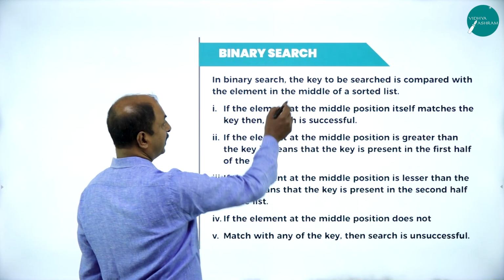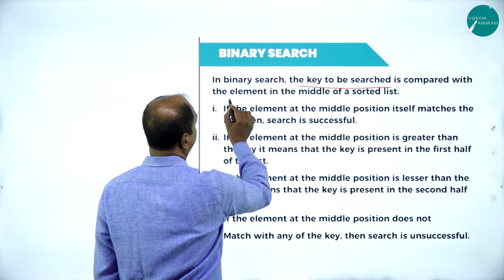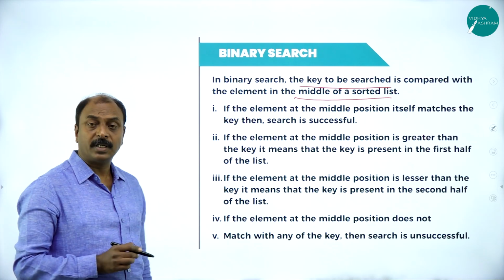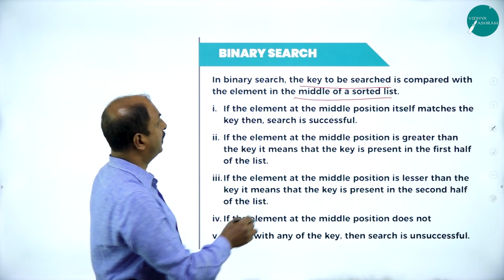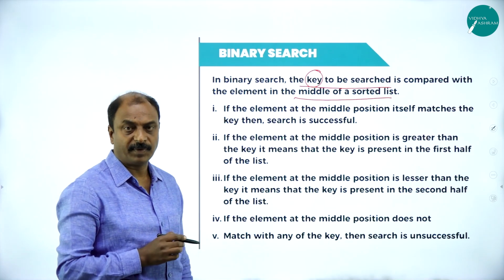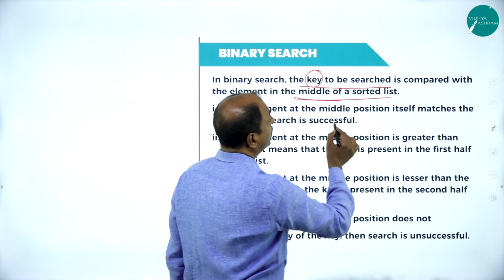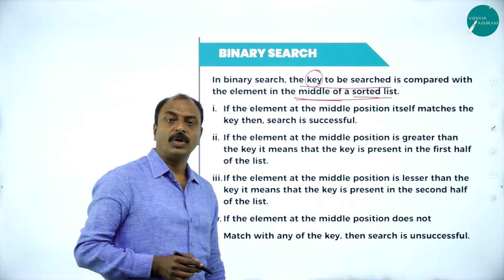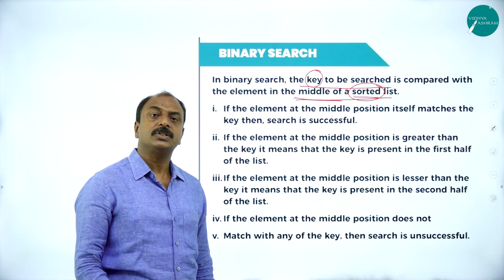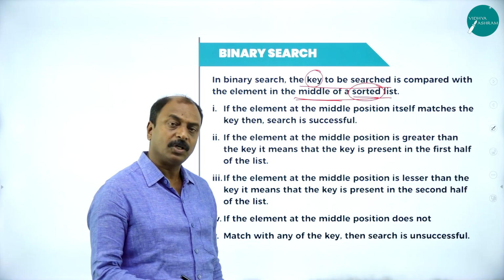In binary search, the key to be searched is compared with the element in the middle of the sorted list. So what is the logic here? The key element, what we are looking for in the given list, is compared with the middle element of the sorted list. And one of the conditions for binary search is that the list should be in sorted order, either ascending or descending, but it should be sorted.